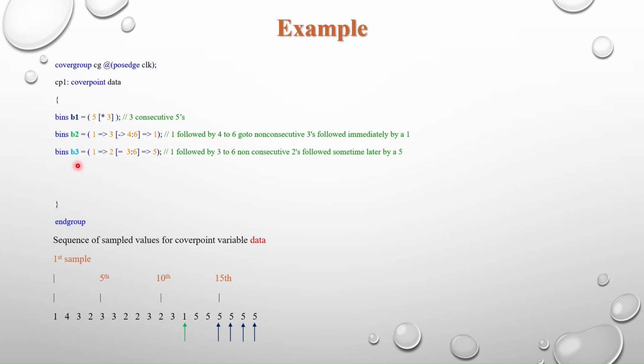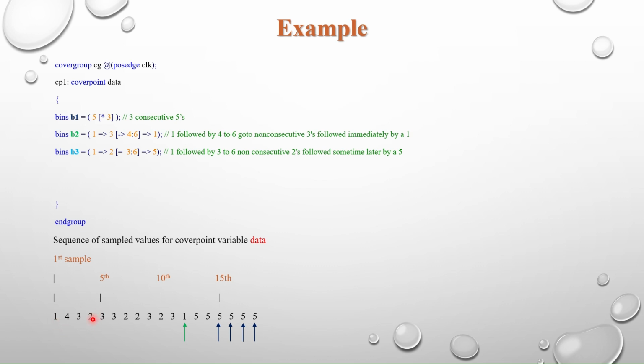So the next one is B3. Here 1 is there. After 1, 2 can come at any time, and 2 has to repeat for 3 or 4 or 5 or 6 times. There is a range, and this is non-consecutive. And after that 5 is there. This 5 doesn't have to come immediately. Okay, 5 can come at any time. This is non-consecutive.